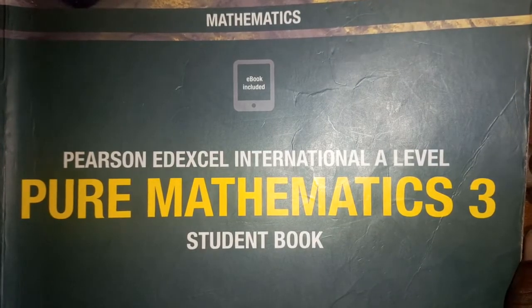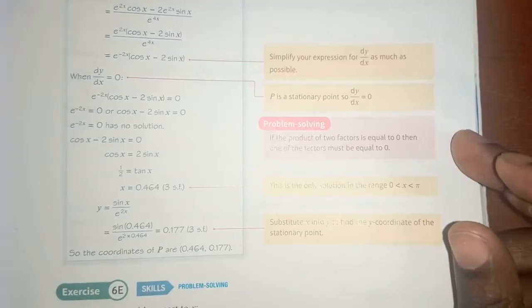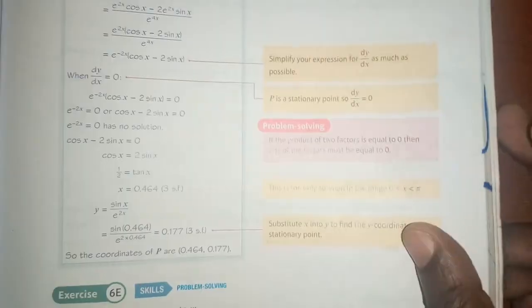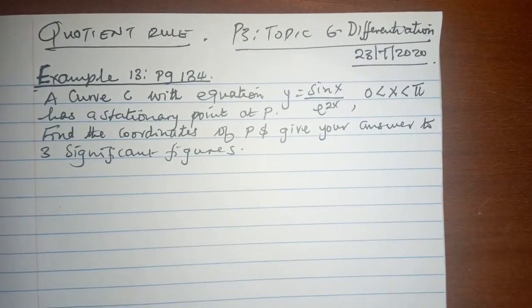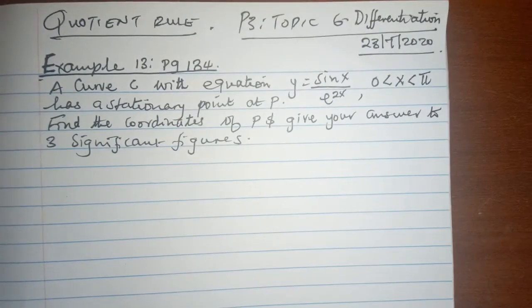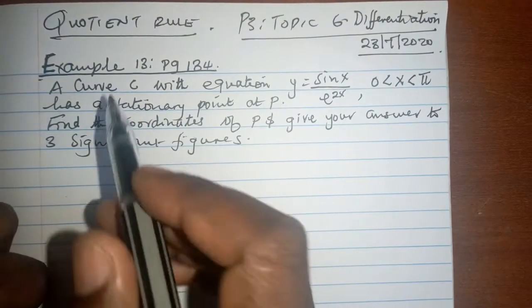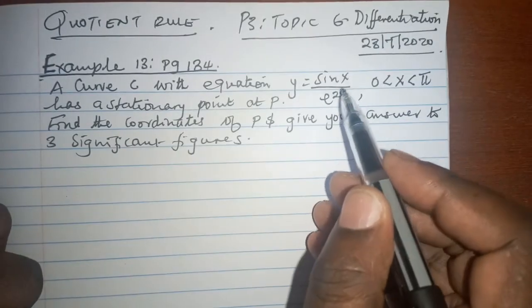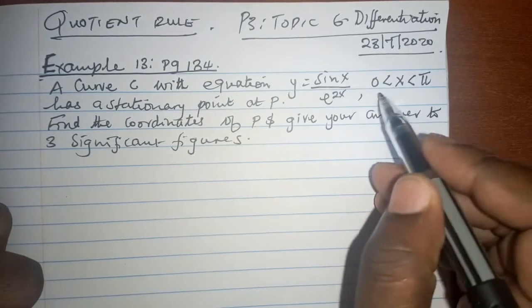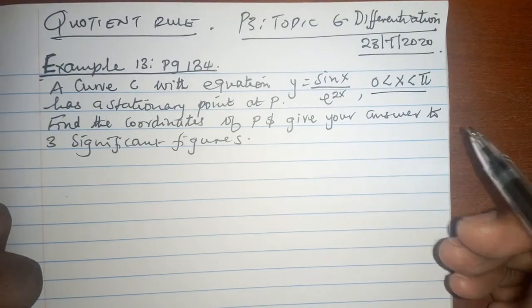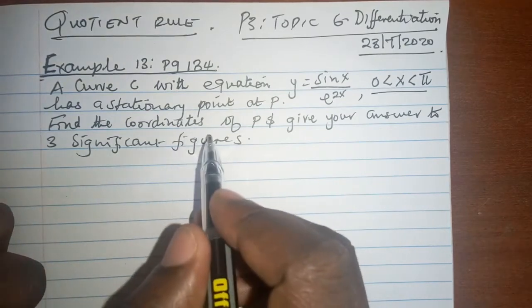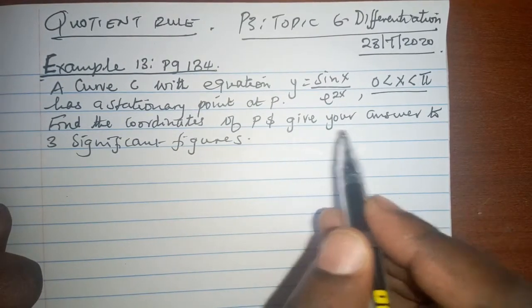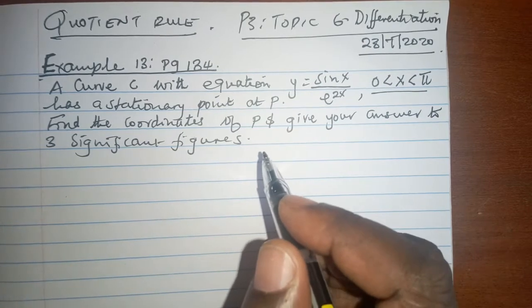In this video, I want us to discuss example 13 of chapter 6 of Pure Mathematics 3, International Advanced Level Specification. We have just learned the quotient rule, which we are going to highlight still in this video. The question is: a curve C with the equation y equals sine x over e raised to power 2x, within the range of x between 0 and pi, has a stationary point at P. Find the coordinates of P and give your answer to three significant figures.